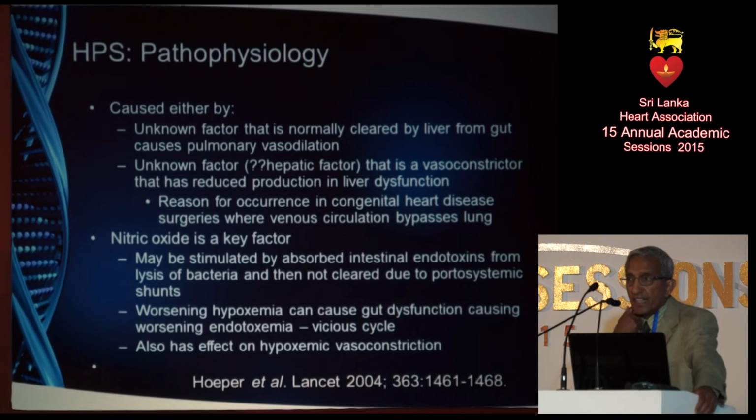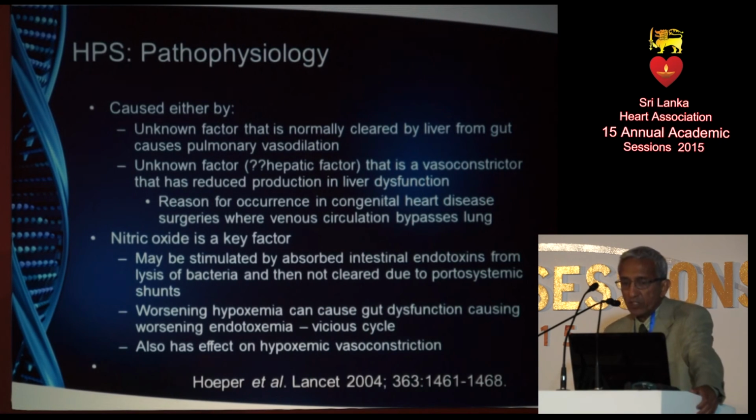Exact pathophysiology again is not known. It could either be an unknown factor that is normally cleared by the liver coming from the gut, causing pulmonary vasodilatation, or on the other hand, it could be a hepatic factor that is actually a vasoconstrictor that has reduced production in liver dysfunction. This is the reason why this condition can occur in patients with congenital heart disease, with surgeries where the venous circulation has bypassed the lung. So obviously any substance that is coming from the liver that is toxic cannot get into the lung because the venous circulation is going past the lung now.